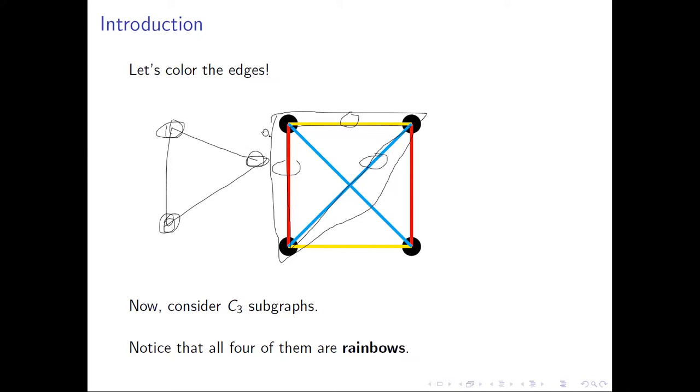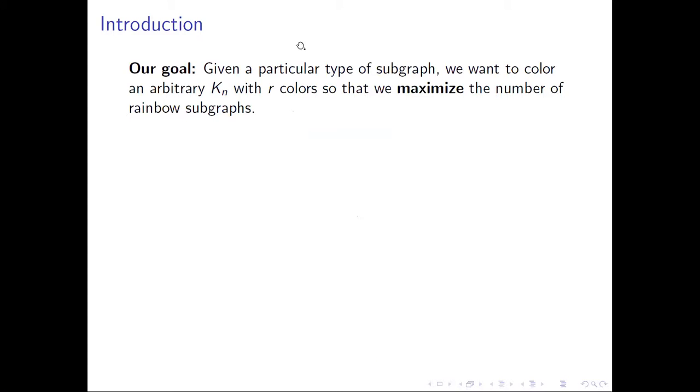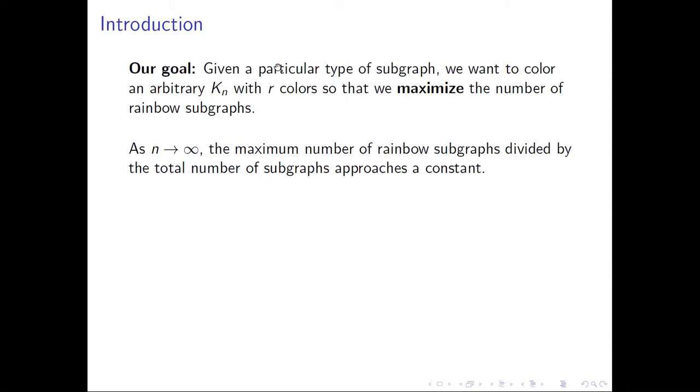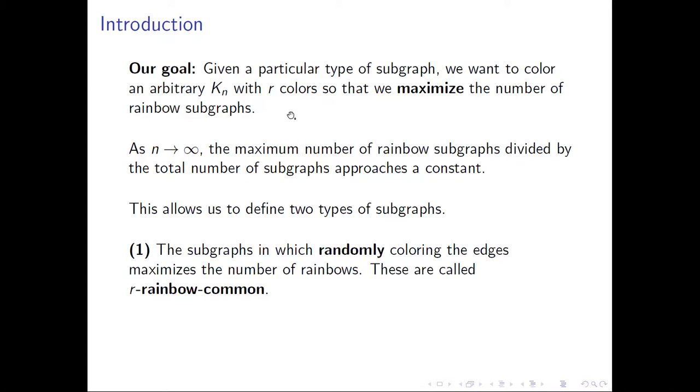Now, our research focused on this. Given a particular type of subgraph, maybe it's a square, a pentagon, a straight line, we want to color an arbitrary Kn with our colors such that we maximize the number of rainbow subgraphs. We want as many of those rainbows as possible. What's interesting is that as n approaches infinity, the maximum number of rainbow subgraphs divided by the total number of subgraphs approaches a constant. That allows us to define 2 types of subgraphs.